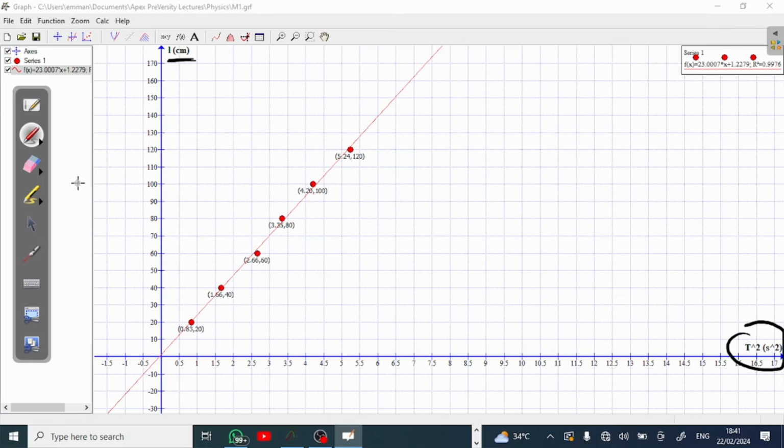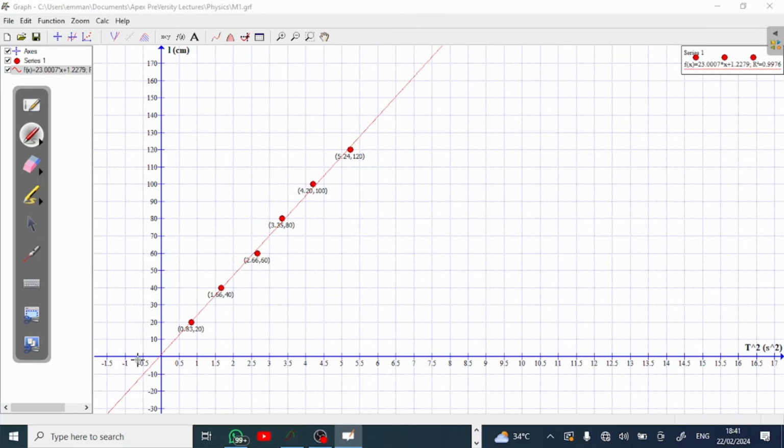So you have to note these things. Another thing you have to notice is this. Observe that the value of L has an SI unit here, which is cm. So L in cm. You also have T squared in second squared. So make sure you add the units of the parameters there. So what's my scale here?